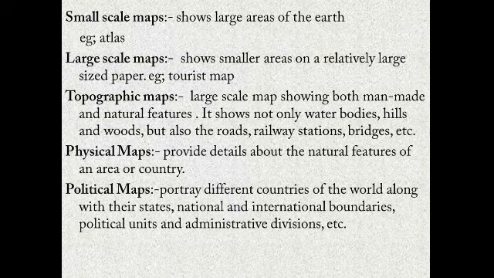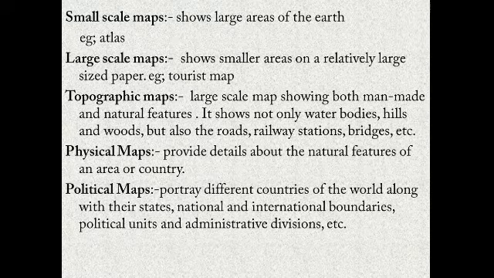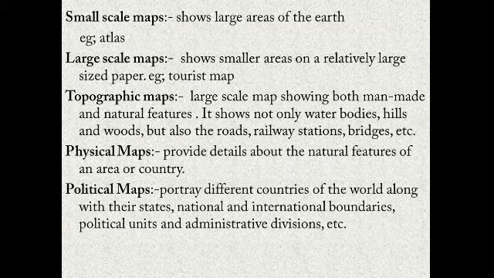Here you can see small scale maps and large scale maps. Small scale map shows large areas of the earth. One example is atlas. Large scale maps show smaller area on a relatively large sized paper, that is tourist map. Maybe you'll be confused. A small scale map shows large area of the earth. Large scale map shows smaller area. Just opposite. And topographical map, a large scale map.